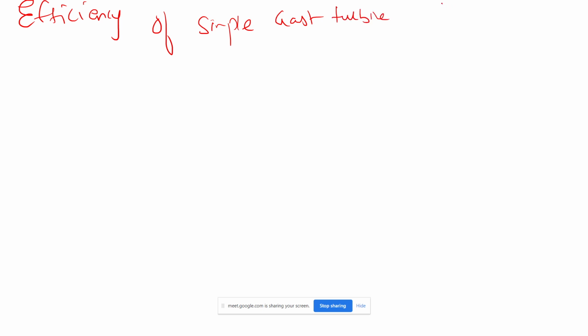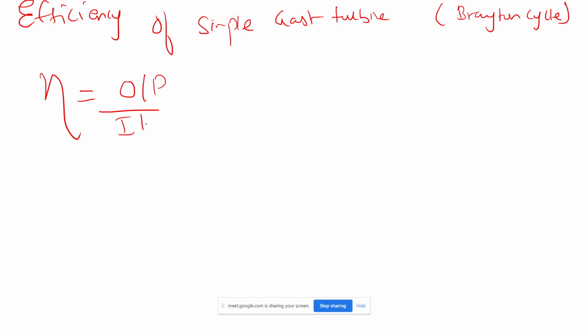Simple gas turbine, you can say the Brayton cycle. Can you tell me what is the efficiency? It is the output upon the input. So what is the output and what is the input? Can anyone tell me? W net is the output. Okay, work net is our output, and what is our input? It is the heat supplied to the combustion chamber.